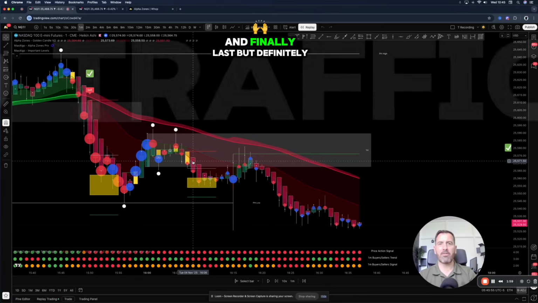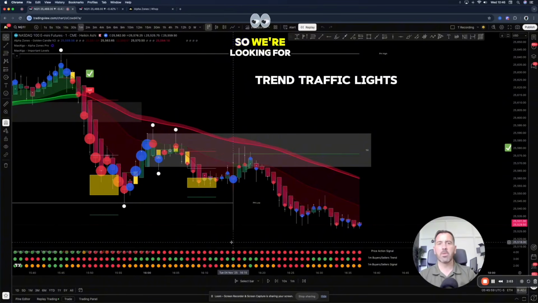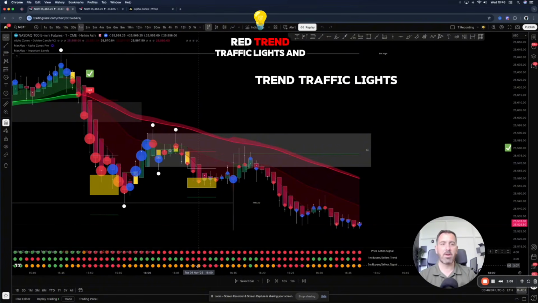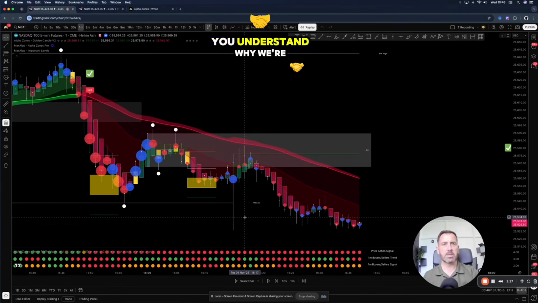Okay, and finally, last but definitely not least, we've got our trend traffic lights. So we're looking for those three to align. So again, for bearish, we're looking for 3 red trend traffic lights. And for bullish, we're looking for 3 green. I won't bore you with the explanation anymore, but it's really important for anybody who's new, you understand why we're taking trades and why we're not taking trades.